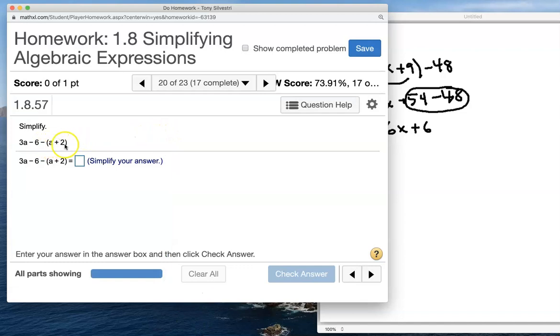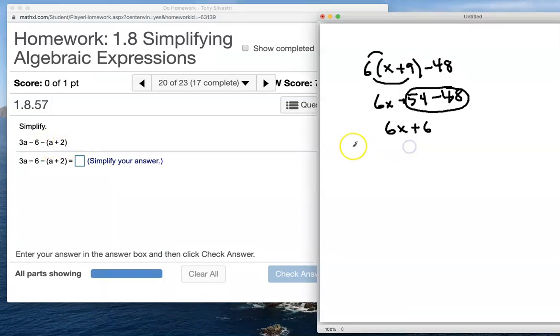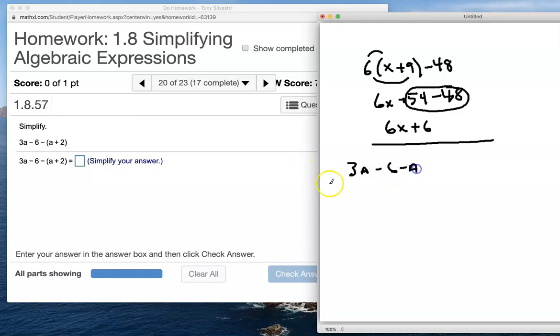Okay, we're going to see it right here. Okay? We're going to see it right there. Okay? The 3a is there. Minus 6. In fact, I'm going to say minus a. Get rid of the parentheses, minus a, minus 2, because when you multiply minus 1 into the parentheses, you get a minus 2.